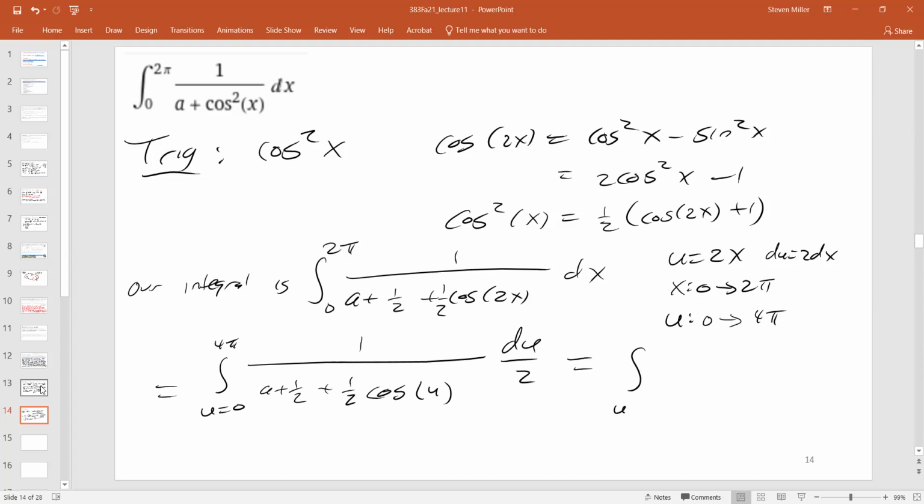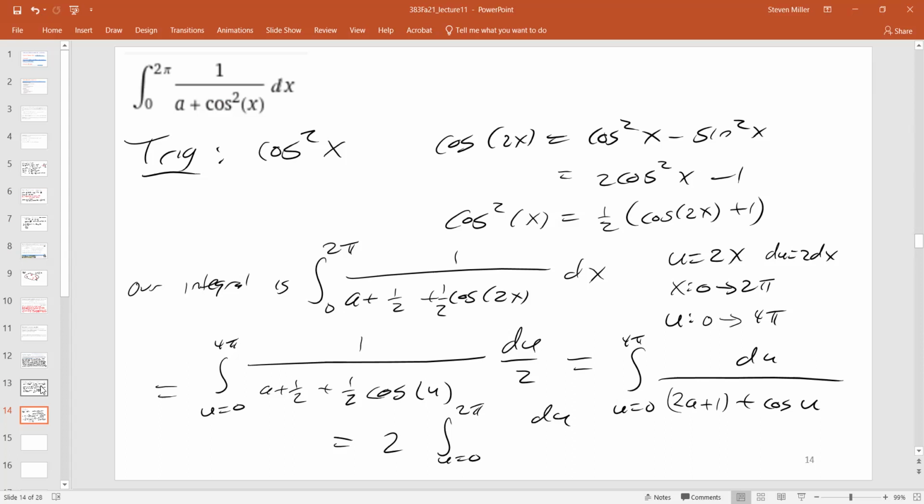So this is the integral u goes from 0 to 4 pi of du. Now when I multiply through by 2, I'll get 2a plus 1 plus the cosine of u, which should just be twice the integral u goes from 0 to 2 pi of du over 2a plus 1 plus cosine of u, if I've done it correctly. And what have we done? We reduced it to something we already know. So this is the lesson: simplify.